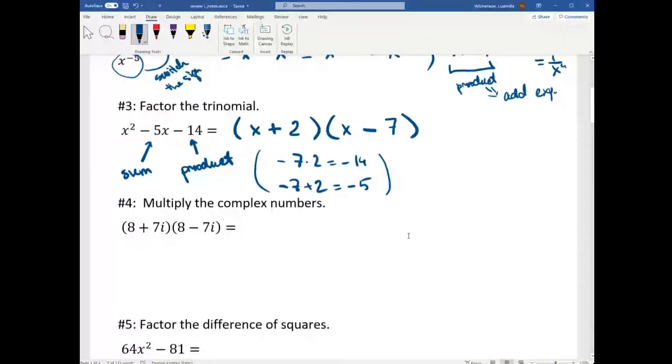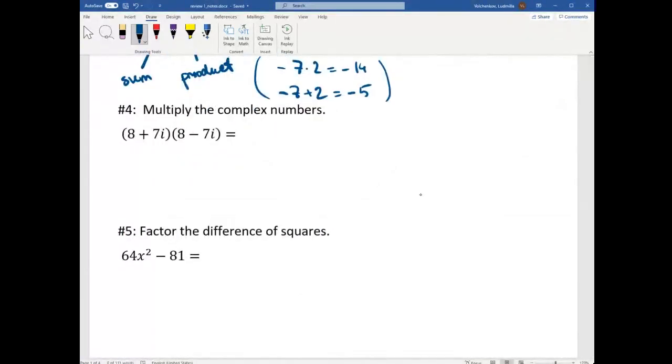Multiply the complex numbers. You see, you have here complex conjugates, and either you remember that the product of complex conjugates is the sum of the squares of the coefficients, or you apply the difference of squares rule. So a plus b times a minus b equals a squared minus b squared.